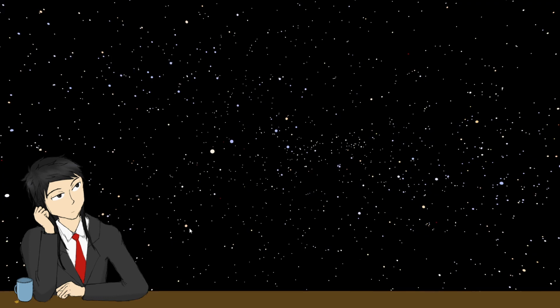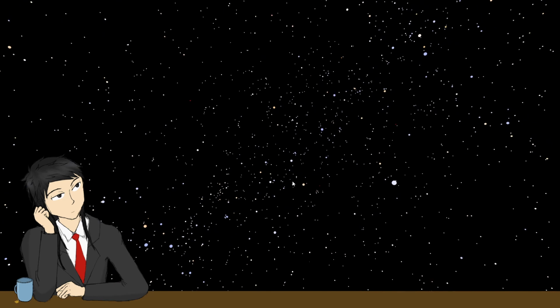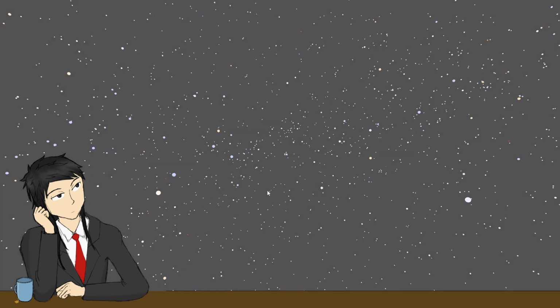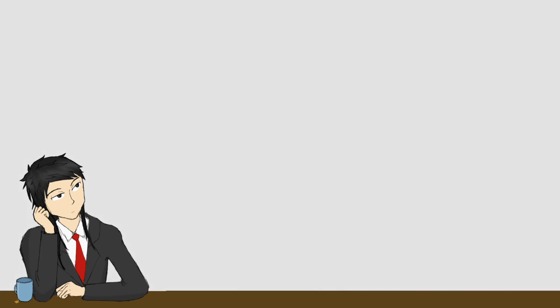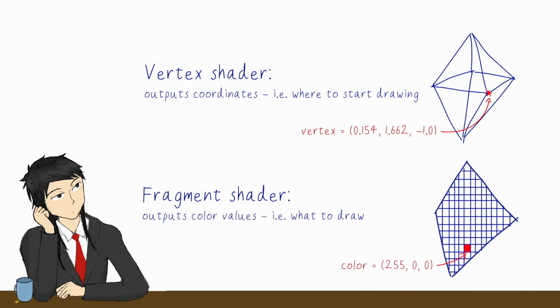However, looking at a bunch of solid colored dots is still not very visually pleasing, which is why our next step is to add shaders. A shader is basically two functions that run on the GPU. The first one outputs the coordinates of each vertex. The second one outputs the color of each pixel.